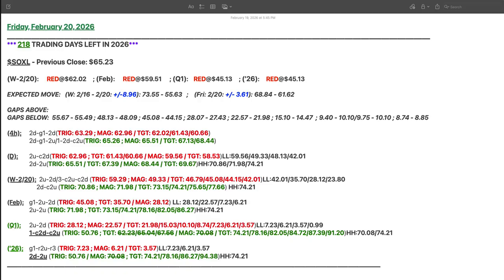So there we have it. Those are your triggers and targets for everything from the scalping perspective all the way up through the 1-year chart. Tried to pack in as much information as we could without taking up too much of your time.